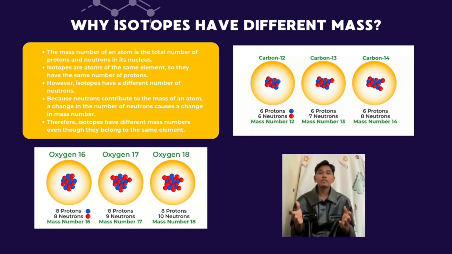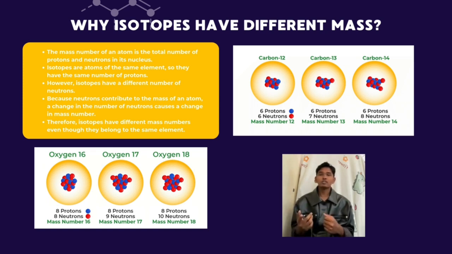So here is an example, carbon-12. It has 6 protons and 6 neutrons, so the total mass number is 12. Next, we have carbon-13. It has 6 protons and 7 neutrons, so the total mass number is 13. Next, we also have carbon-14. It has 6 protons and 8 neutrons, so the total mass number is 14.